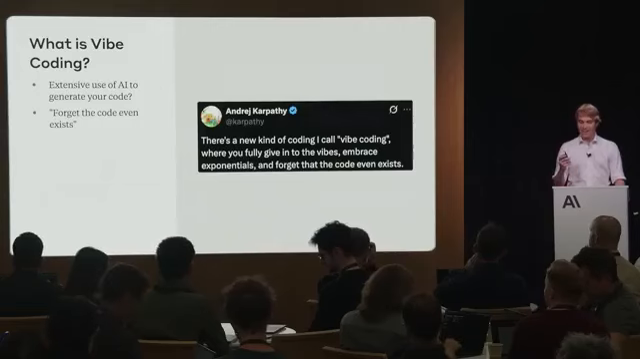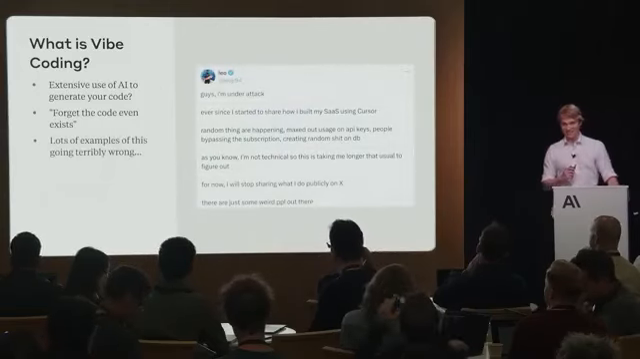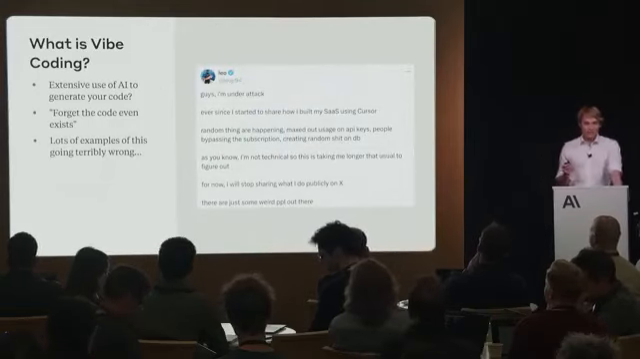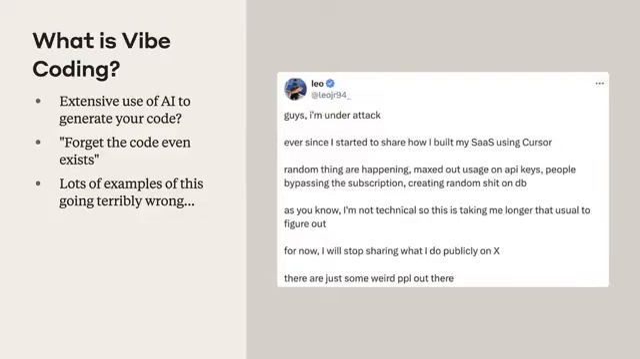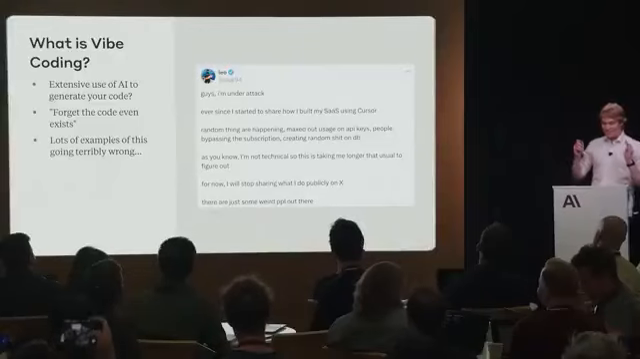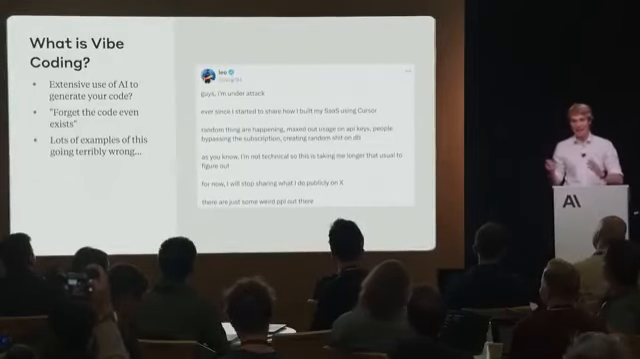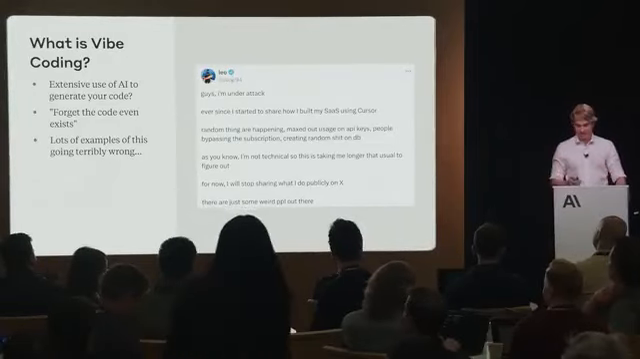Now, of course, there were a lot of downsides of this, and you had people coding for the first time and really without knowing what they were doing at all. And you said, hey, random things are happening, maxed out usage on my API keys, people are bypassing the subscription, creating random stuff on the DB. And so, this is kind of the downside of vibe coding, of what started happening.